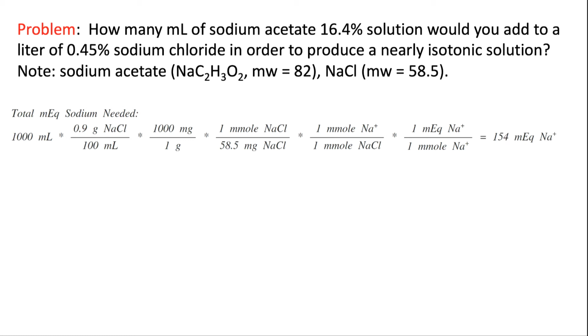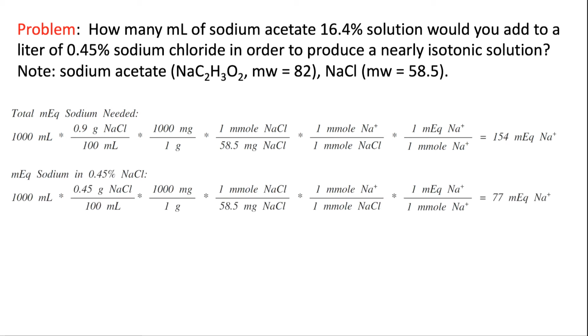So if you do the math from left to right all the way over, all we've done so far is to say, okay, if I have 1,000 milliliters or 1 liter of solution, to make that isotonic using sodium, I would need 154 milliequivalents of sodium. Okay? That's our overall target. So where do we go next?